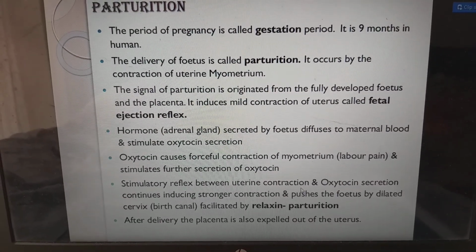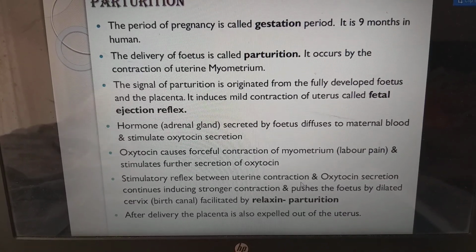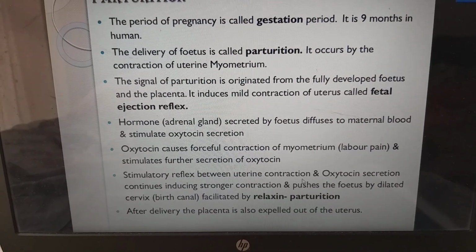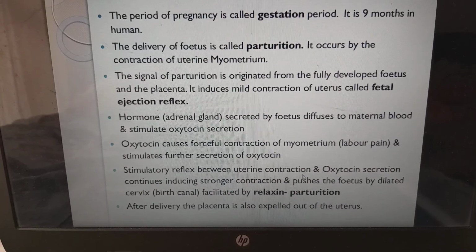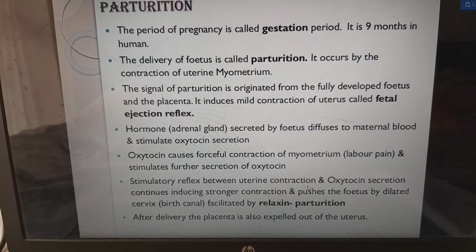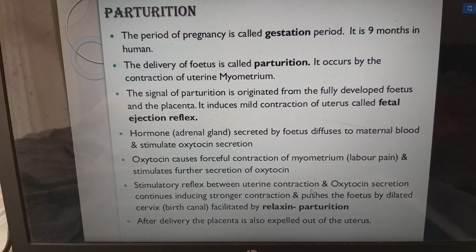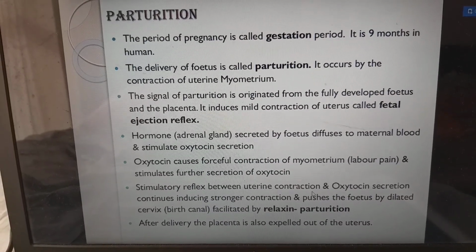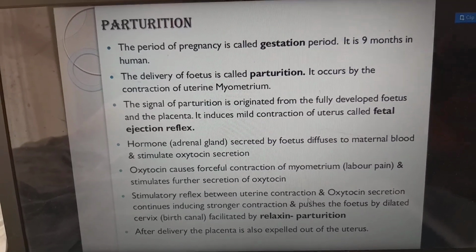The hormone from the adrenal gland, secreted by the fetus, diffuses into the maternal blood and stimulates oxytocin secretion. Oxytocin causes forceful contraction of the myometrium, which induces labor pain and stimulates further secretion of oxytocin. This stimulates the reflex between uterine contraction and oxytocin secretion, continuing to induce stronger contractions and pushing the fetus out by dilating the cervix, facilitated by relaxin. After delivery, the placenta is also expelled out of the uterus.